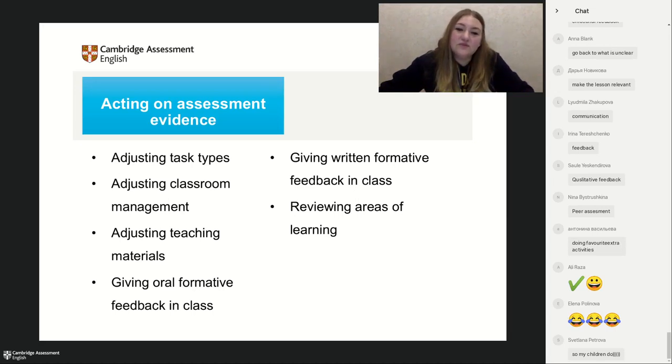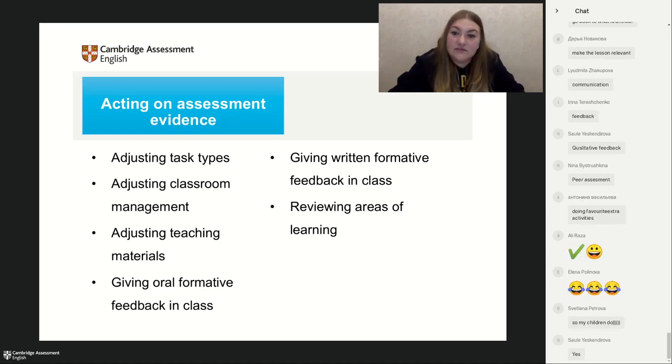So giving oral formative feedback in class, giving written formative feedback in class, and reviewing areas of learning, yeah? Giving written formative feedback in class, do you always use it? I think we're going to talk. Okay, let's move quickly because I see we have 10 minutes left and then we need some time for questions.